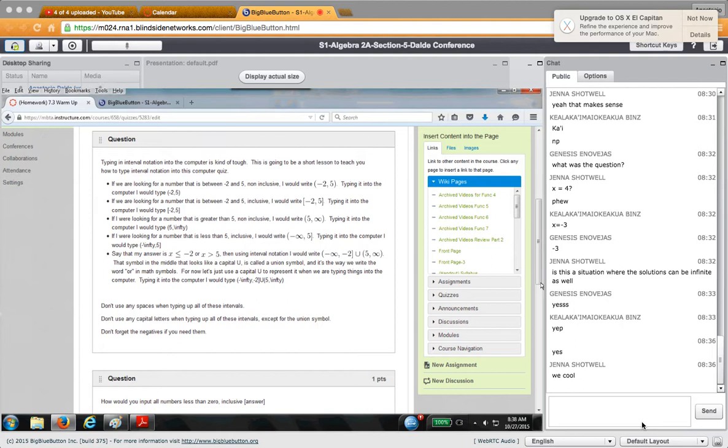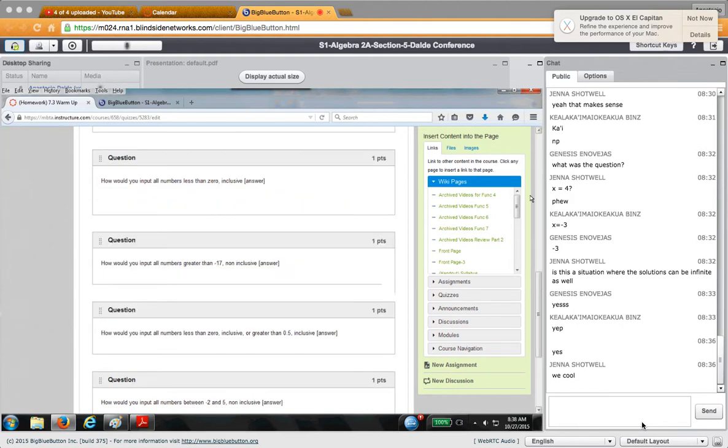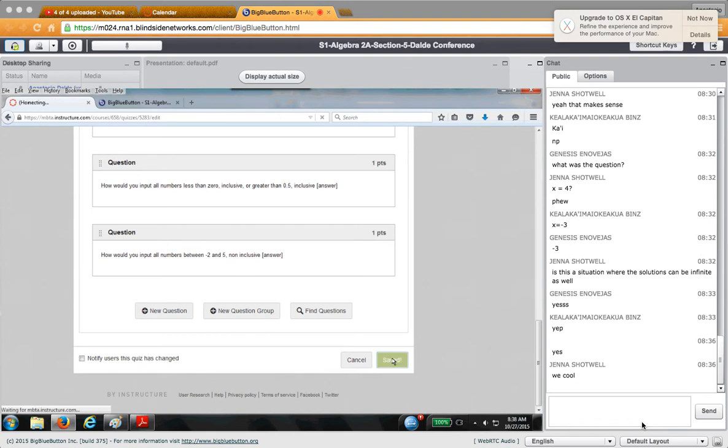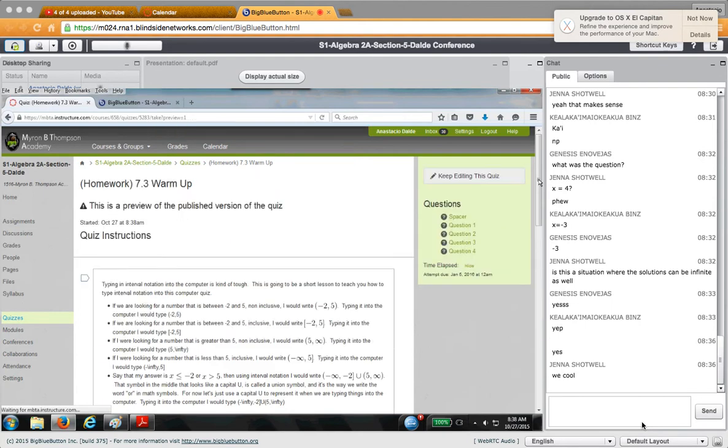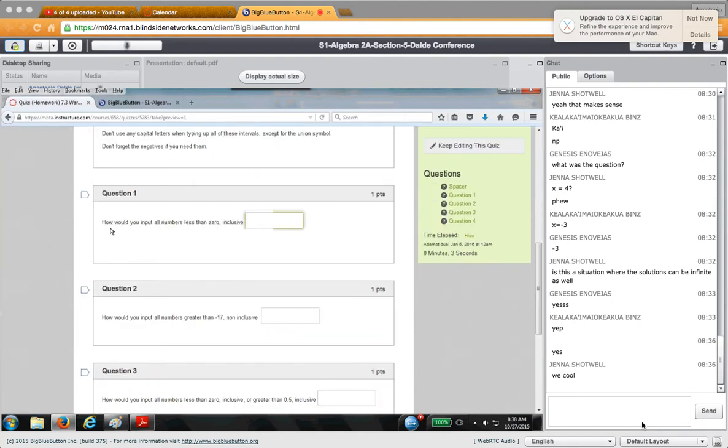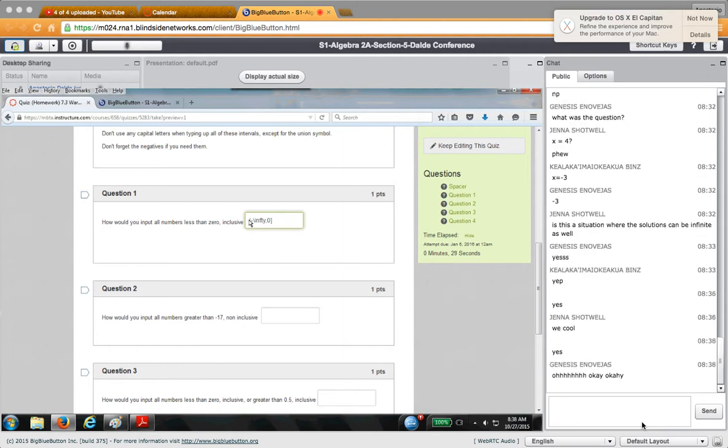So, I think in this homework, let's save this. Let's preview it. This is actually kind of like 4 freebie points, but how would I input all numbers less than 0 inclusive? Okay, I would go like this. -infinity, 0, close parentheses. Oh, wait, no. Inclusive means I would put bracket over there, because I'm including 0 as well. Does that make sense? Okay.